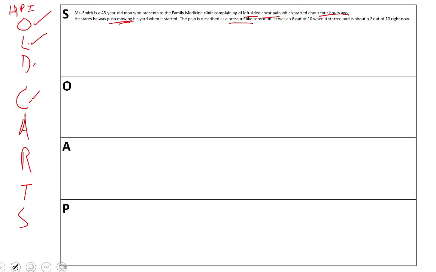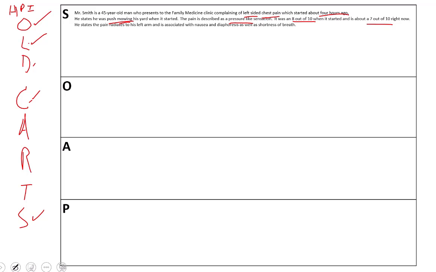It was an 8 out of 10 when it started, and it's now a 7 out of 10. It's nice to know what it was like on a scale from 1 to 10 when it occurred, and is that worse or better now? So this patient had an 8 out of 10. It's slightly better at 7 out of 10 now, but that's still pretty significant. But we know the severity, which is very helpful. This is a pretty significant chest pain.